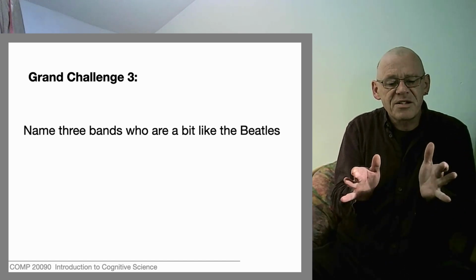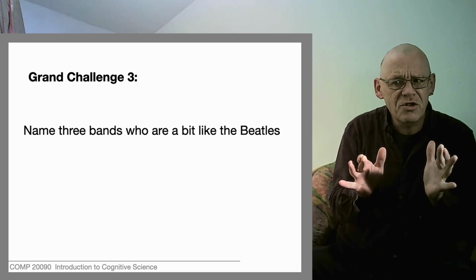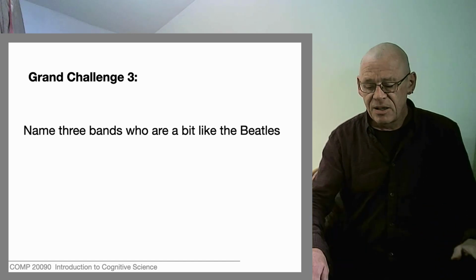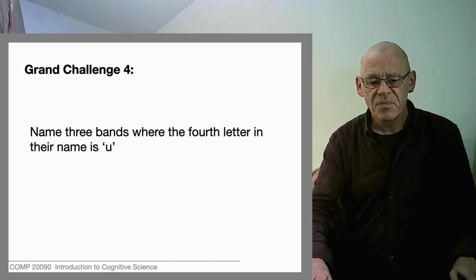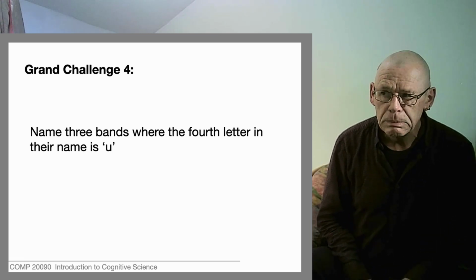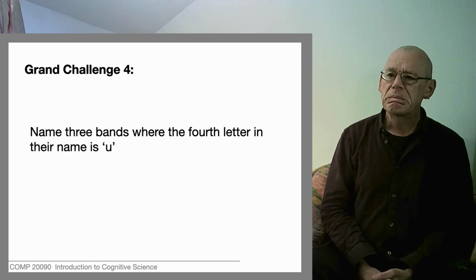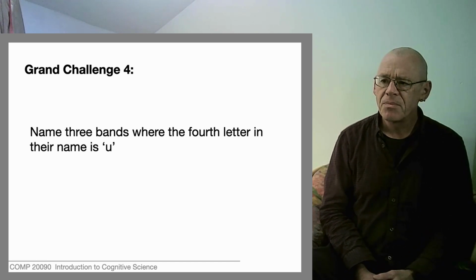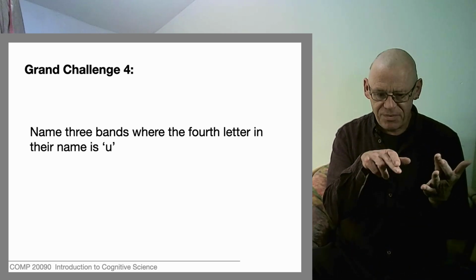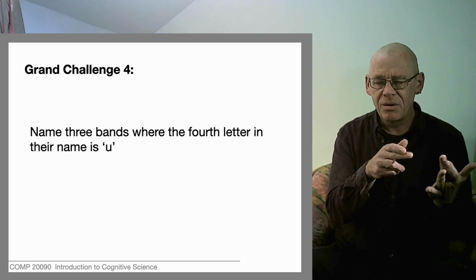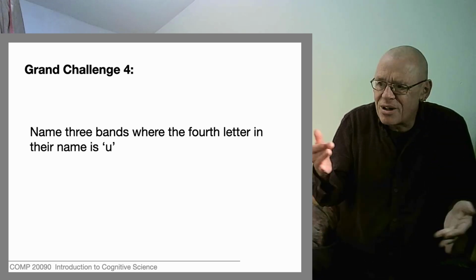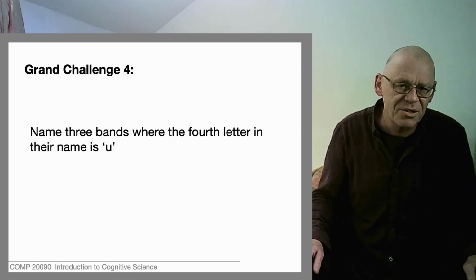So this is going to tell us something about what the structure of your knowledge of musical bands is like. Now, contrast this with this one. Name 3 bands where the 4th letter in their name is U. It's not an easy question to address, is it? I don't even know where to start. I can think of a band and then check to see is the 4th letter of their name U. But then if it's not, I don't know which band to choose. I'm just going to have to do them one after another. It's going to take me forever to answer this question.